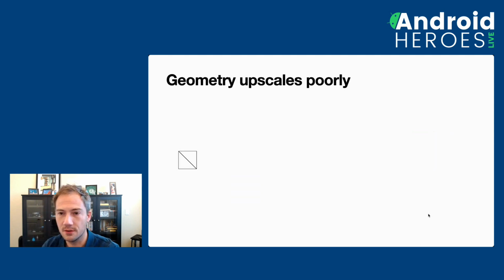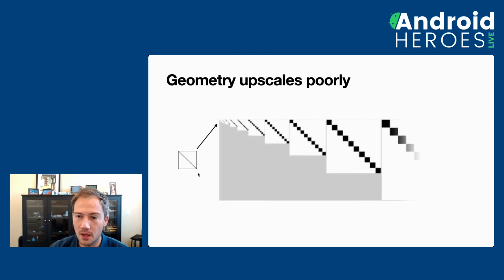Now, if you have geometry inside a bitmap, scaling it is a terrible idea. So here's a simple bitmap that contains a straight line. And if we scale it up using point sampling, you're going to get those results, right? It's still our line, but it looks pretty bad. It looks like a staircase, not like a line.